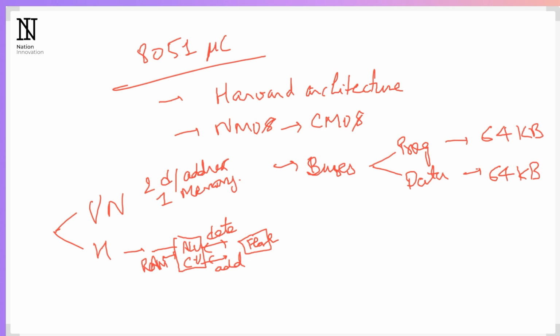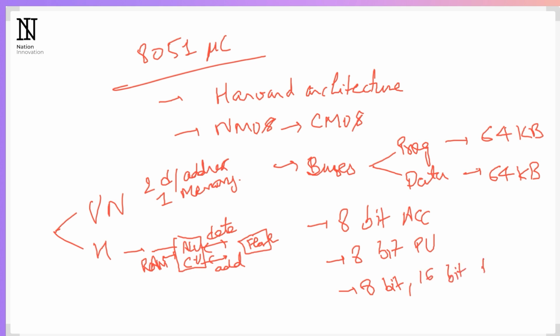The microcontroller comprises of an 8-bit accumulator and 8-bit processing unit. Also, it consists of an 8-bit B register as majorly functioning blocks. It has a number of 8-bit and 16-bit registers.